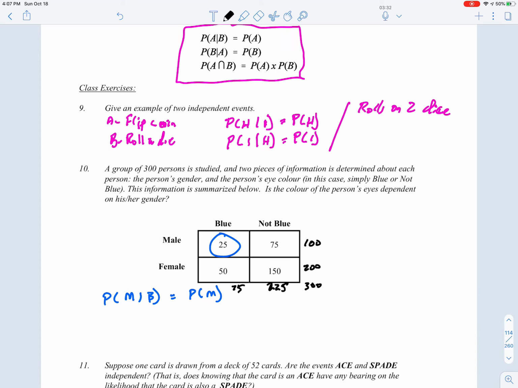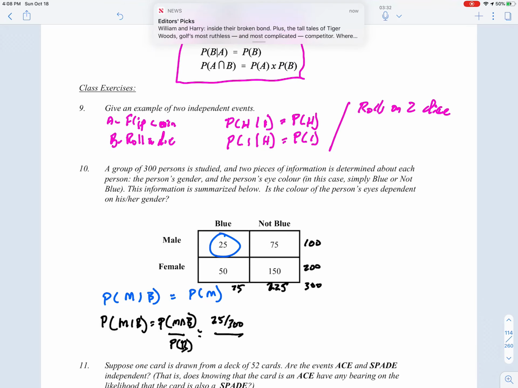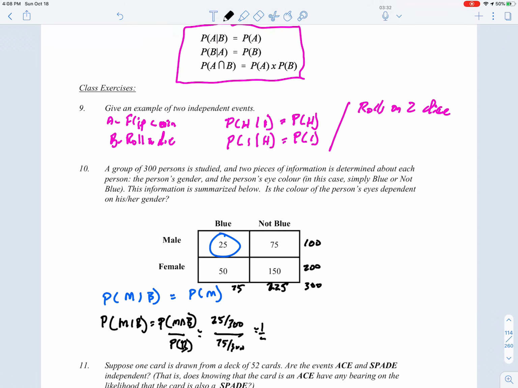Okay, the probability of M given blue, the conditional probability, is equal to the probability of M and blue divided by the probability of blue. And that's equal to M and blue is 25. It's actually 25 out of 300, of course. And blue is 75 out of 300. So that is 1/3.